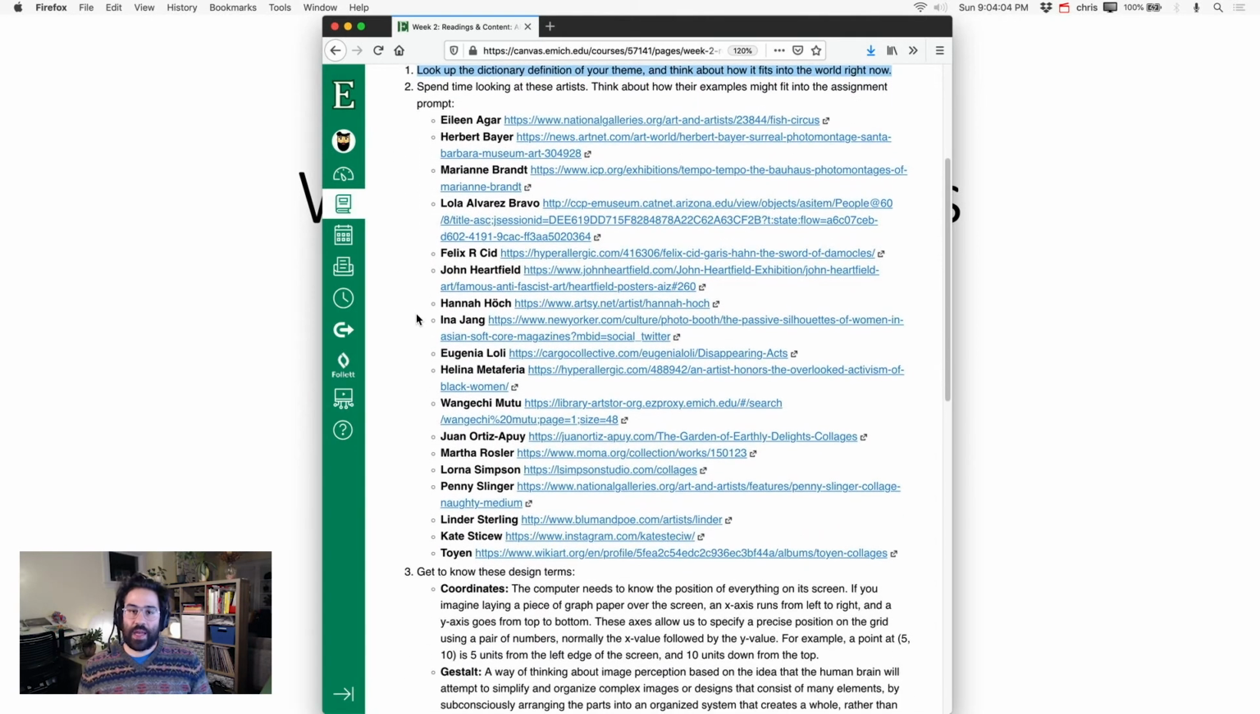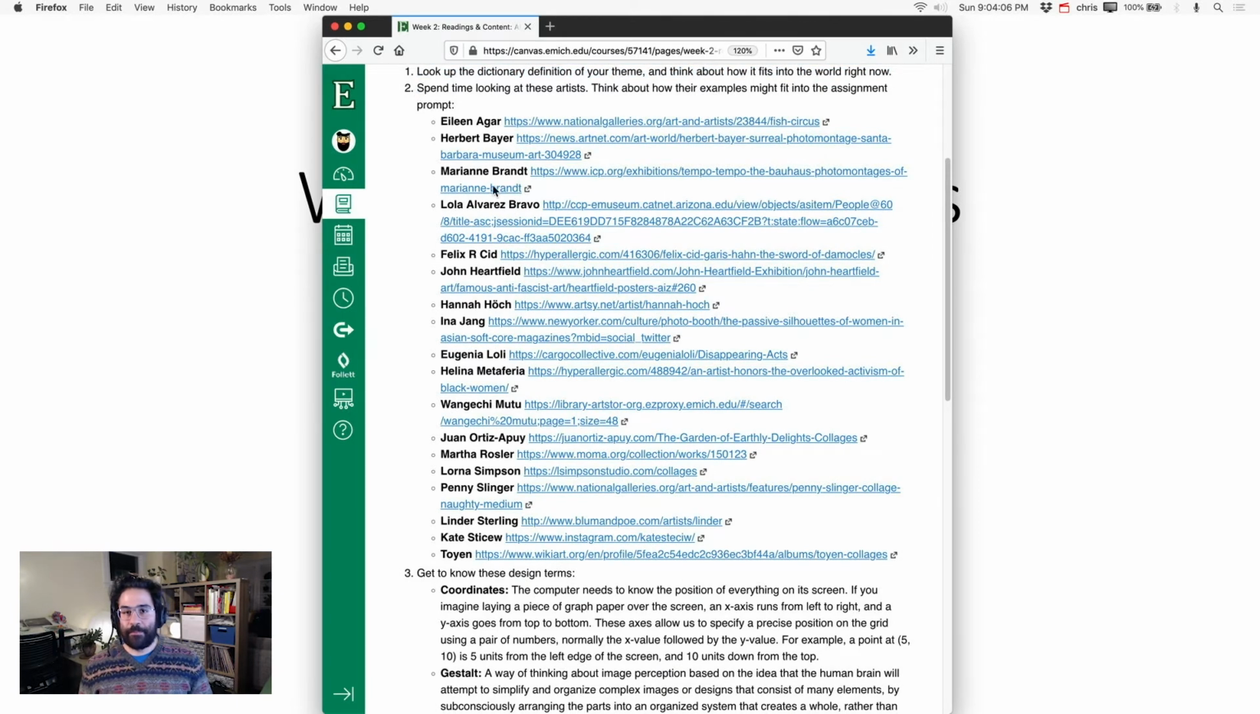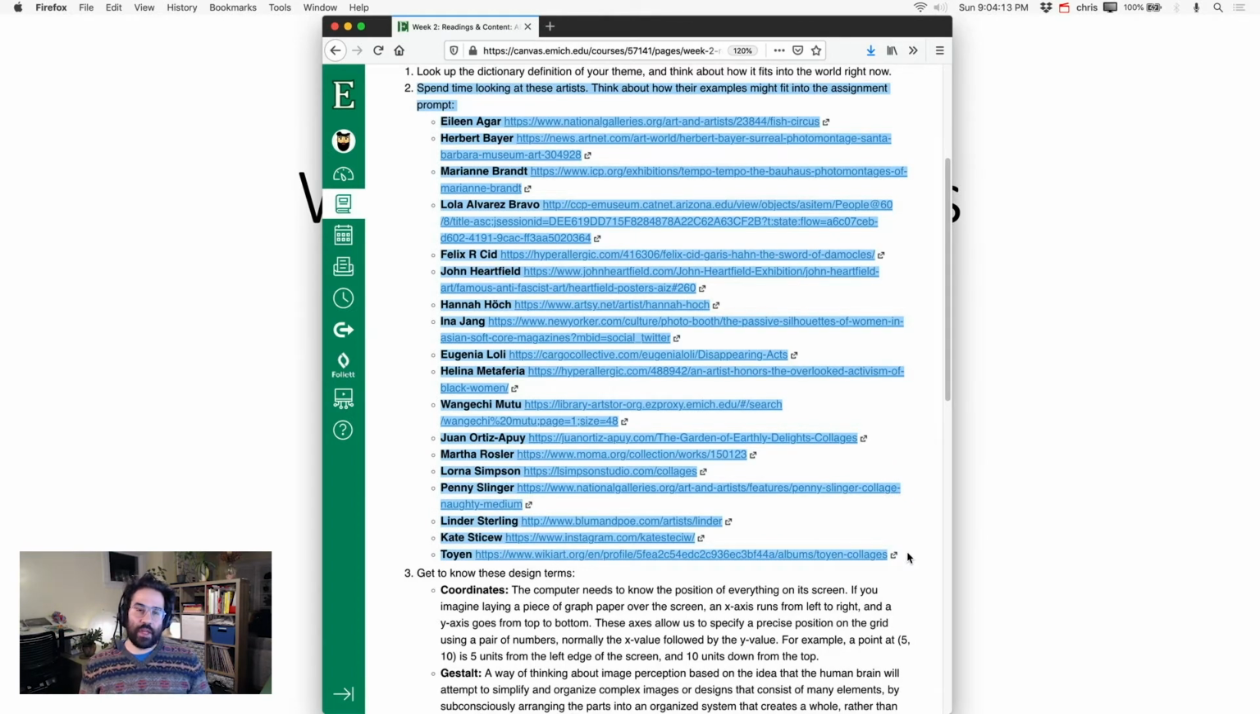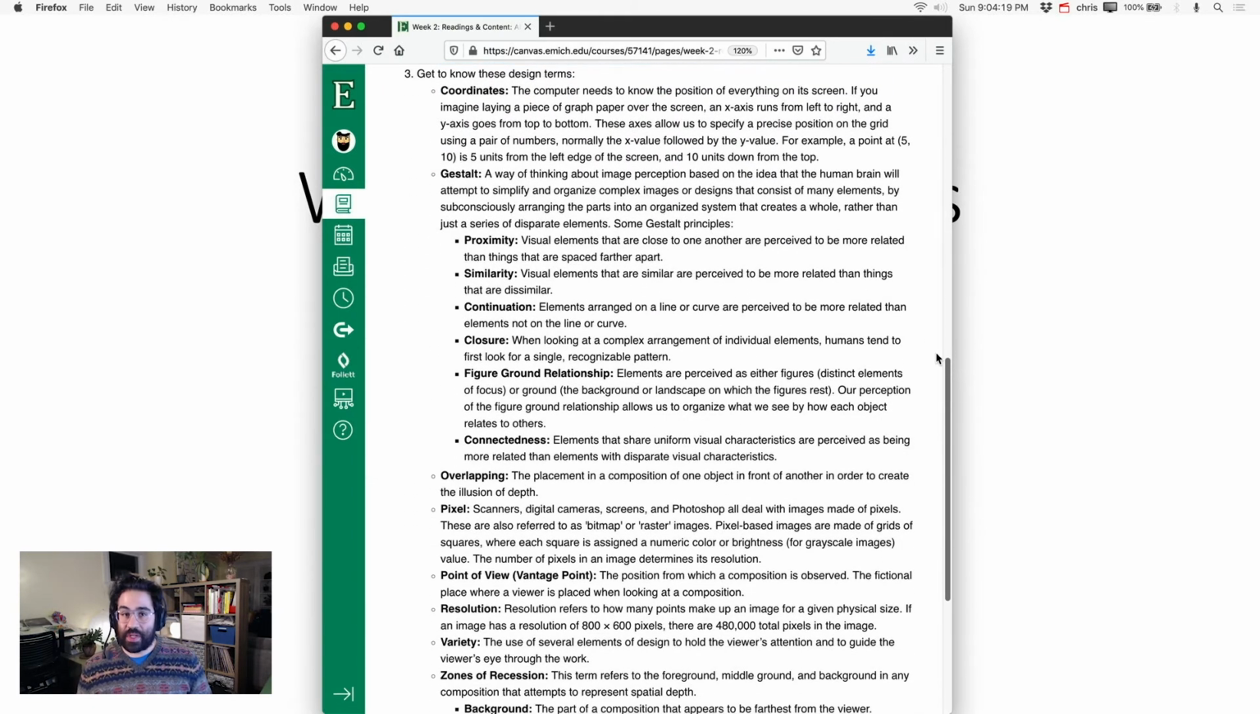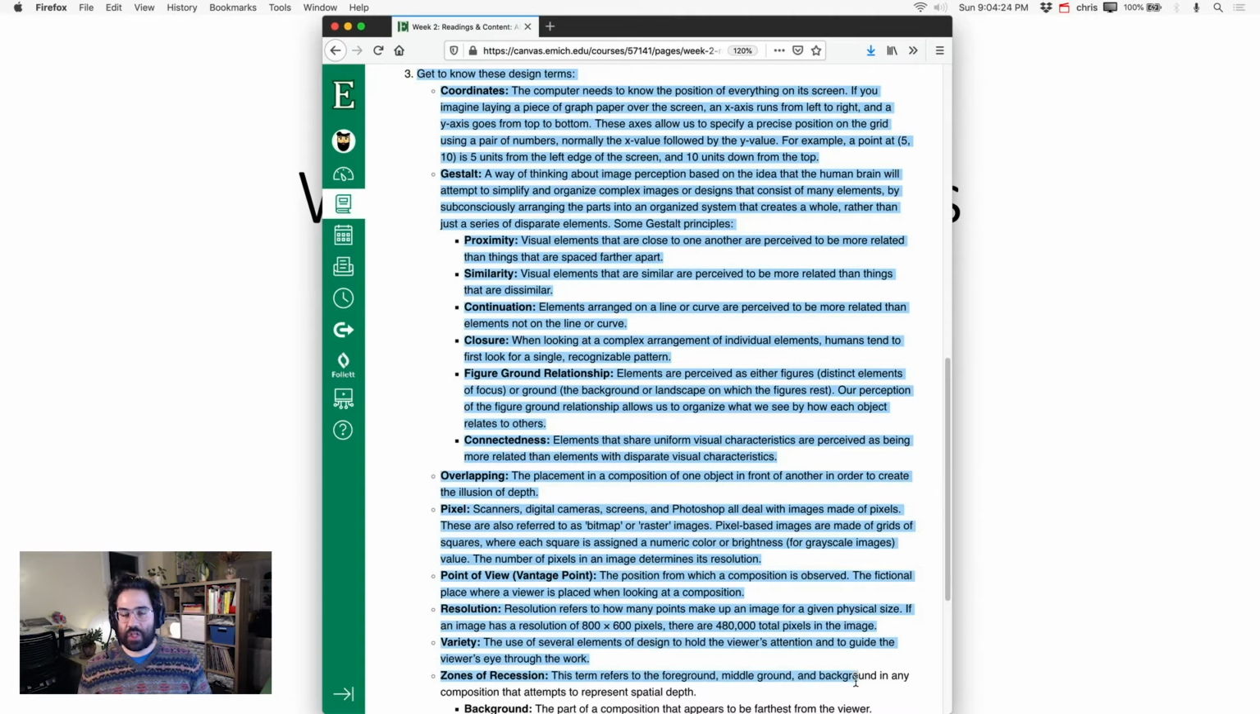We only have time to look at a handful of these example artists, but these are all specifically related to the assignment prompt for week 2. So this should be helpful for you to see what other artists have done when approaching similar challenges to what you're being presented with. The design terms are fundamental art and design vocabulary, but also specific to this digital collage unit.